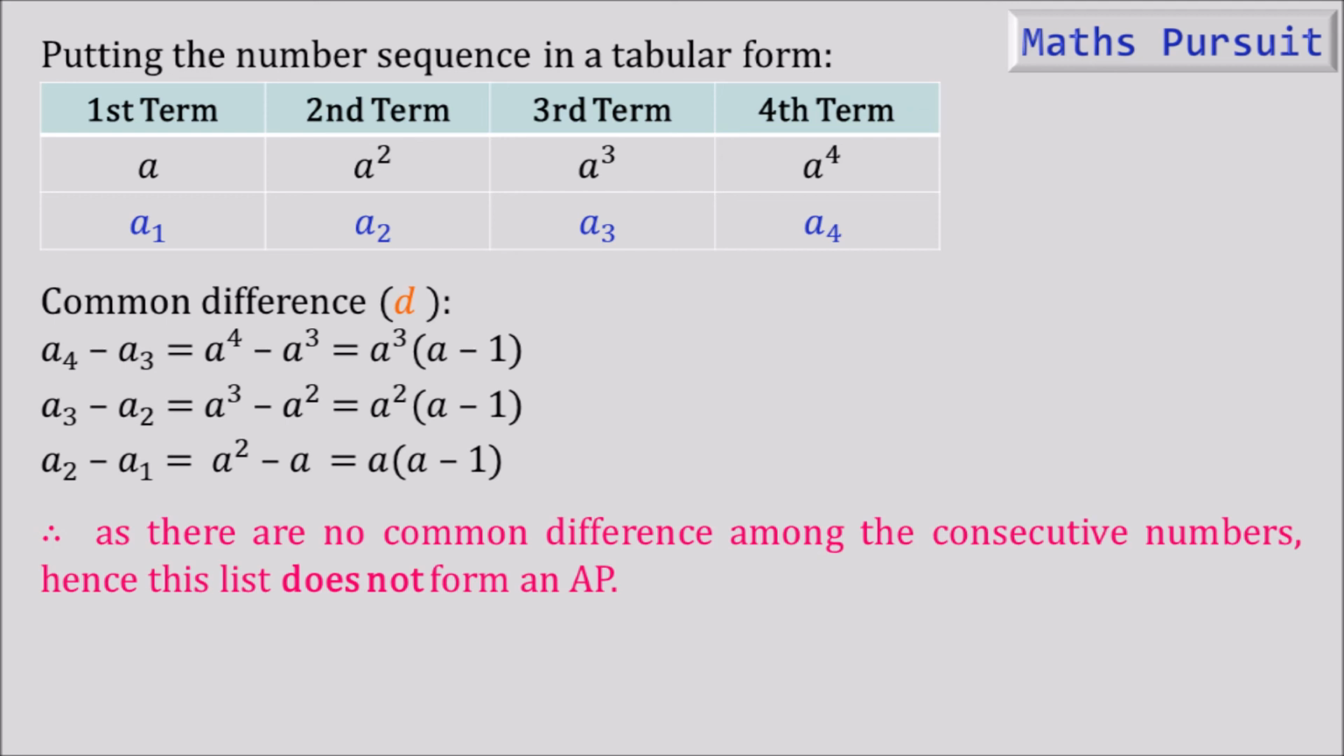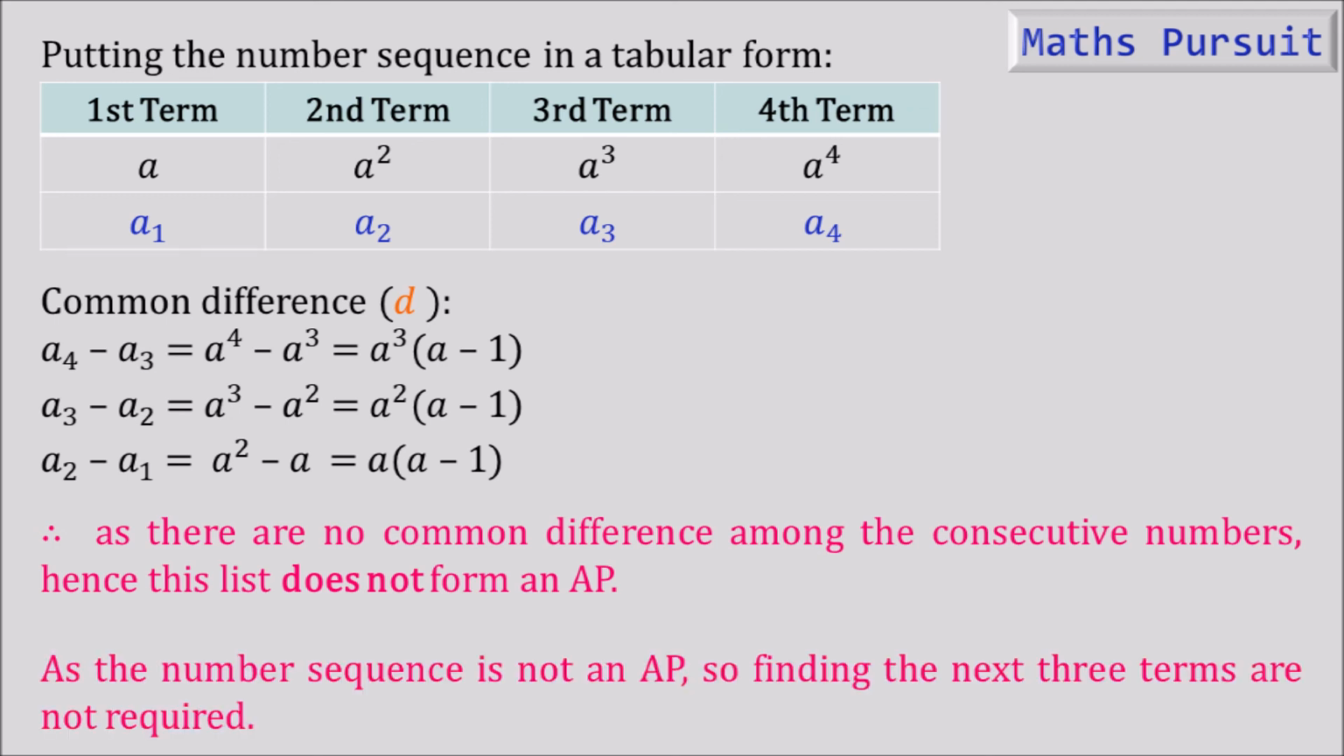Had we gotten a common difference, then definitely it would have formed an arithmetic progression. As the number sequence is not an AP, finding the next 3 terms is not required. We very well know that as per the question, if the number sequence forms an arithmetic progression, then we should have calculated the next 3 terms. Hope guys you understood this calculation.